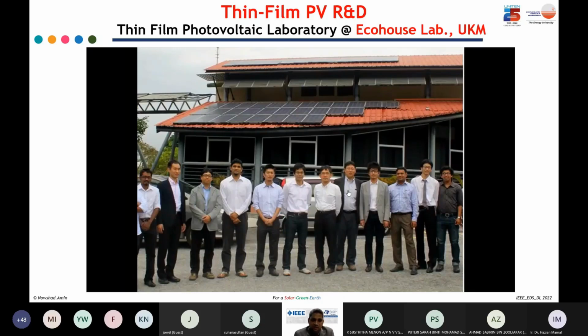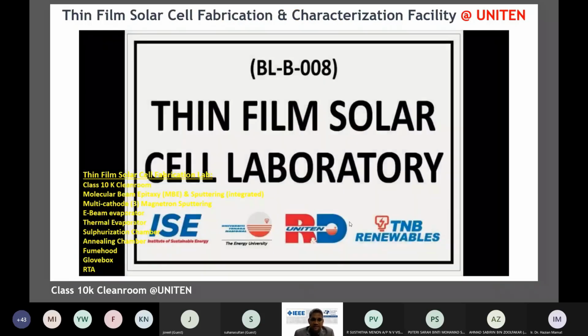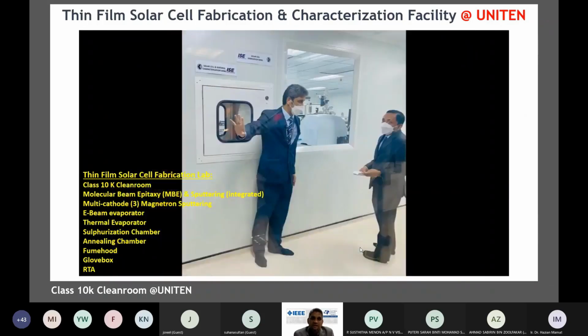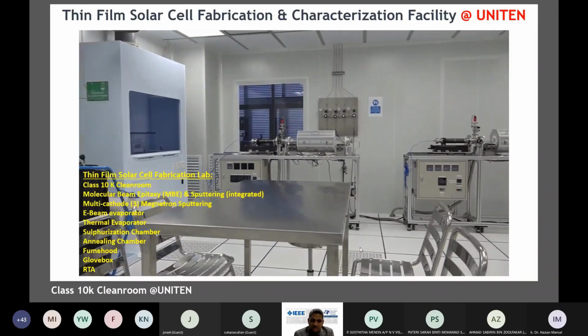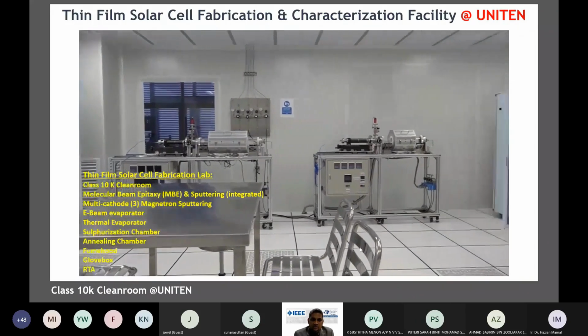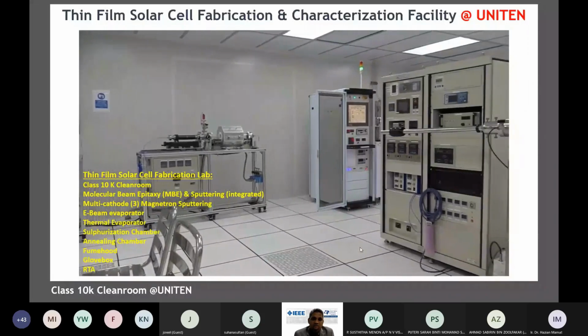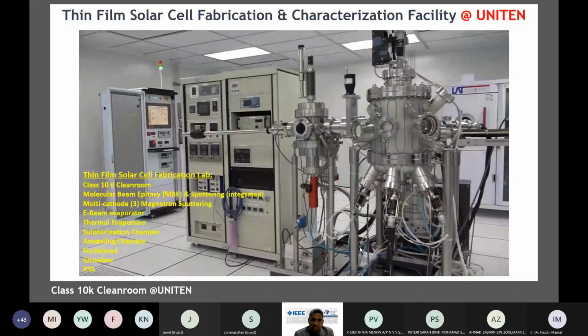We are enjoying international collaboration, especially with Japanese young researcher groups, as we have periodical exchange programs, workshops, etc. Next is our recent effort, the thin film research facility, which is located in UNITEN. If you come to the facility, you can see a bigger clean room is already established, and inside you can see quite a number of sophisticated equipment, including molecular beam epitaxy, sputtering, e-beam evaporator, thermal evaporator, and different kinds of chambers to produce thin film solar cells. You can see the picture of the MBE now.